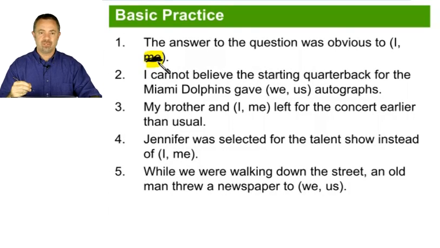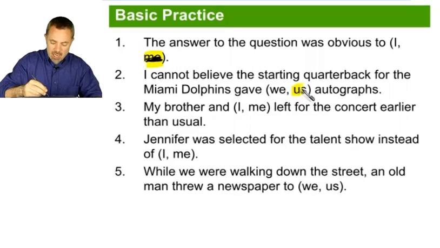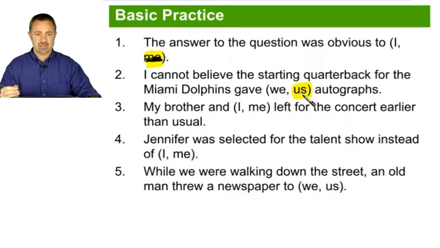For number two: I cannot believe the starting quarterback for the Miami Dolphins gave we or us autographs. Well, our subject here is quarterback. Who did the giving? Well, certainly not we or us. So therefore, the we or us is our object, and our object pronoun here is us.